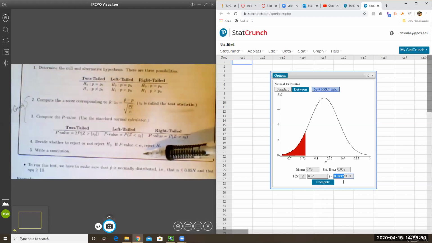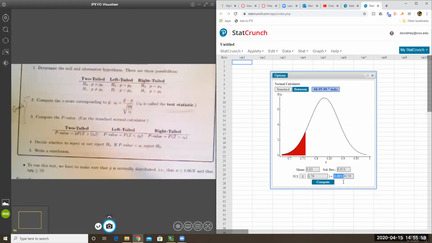Before we are able to actually run this test, we have to check that p hat is normally distributed, which means that we would check the same conditions that we're used to having to check. I'm not going to make a huge deal out of checking those conditions. In practice, it is something that you would need to do. I'm more interested in just actually running the hypothesis test. So, okay, let's do it.